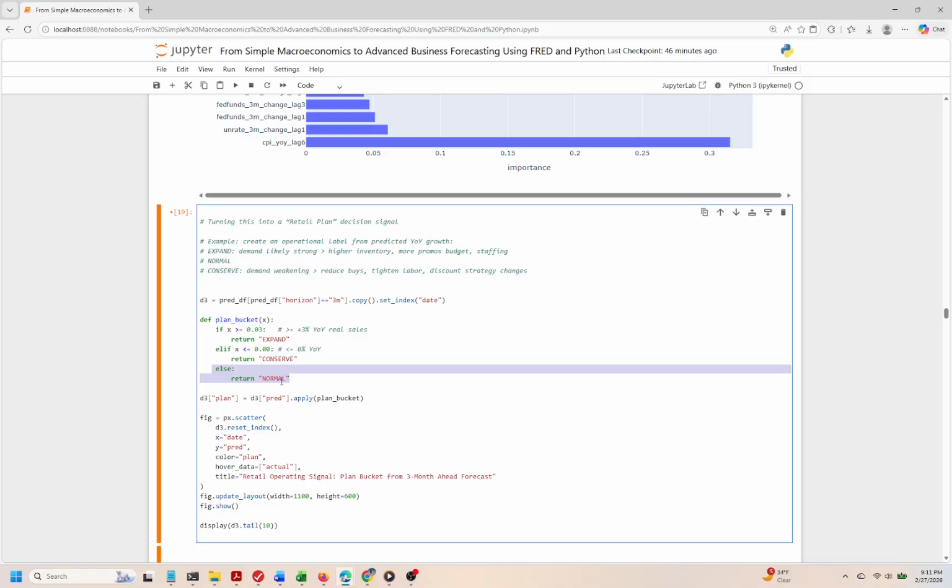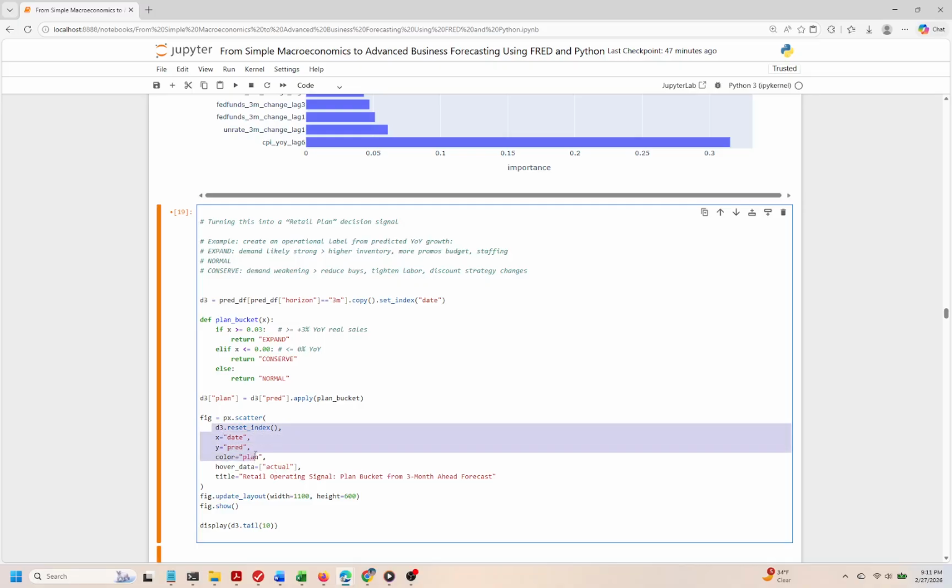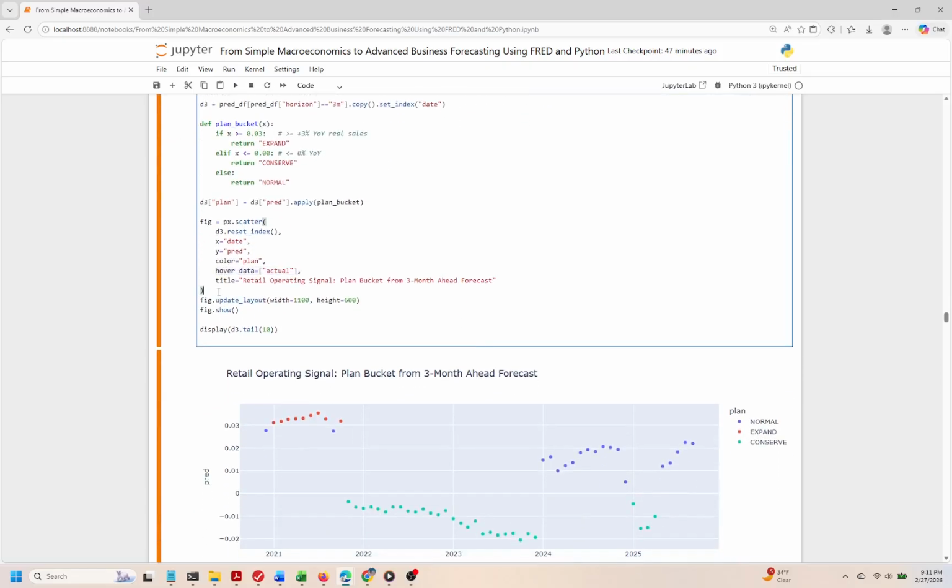After applying this function to our predictions, we generate a scatterplot using Plotly Express. This visual representation captures the relationship between date and predicted growth, while coloring the points by the operational strategy, which provides instant clarity on how our plans align with market expectations. A hover feature also allows us to see actual sales figures, adding another layer of insight.